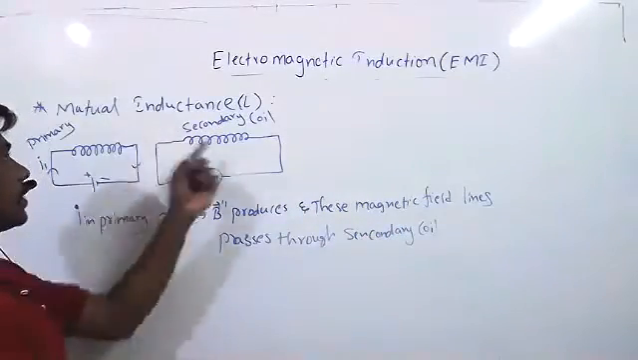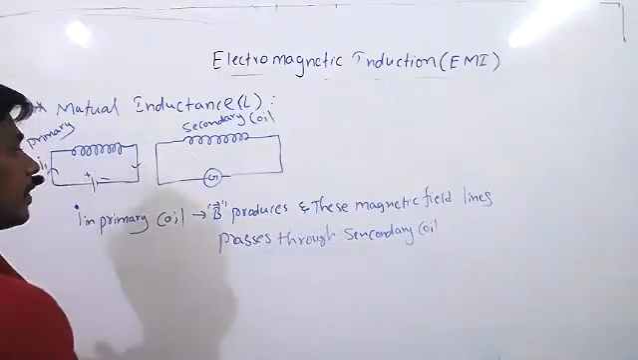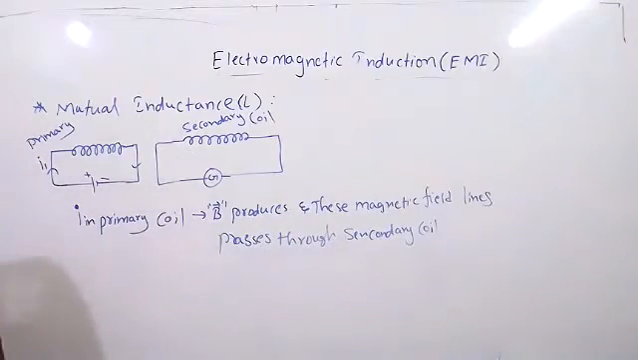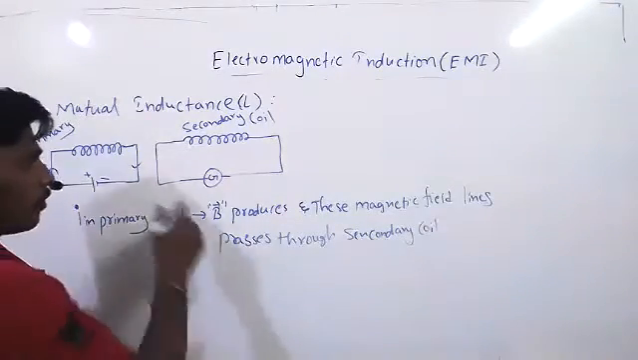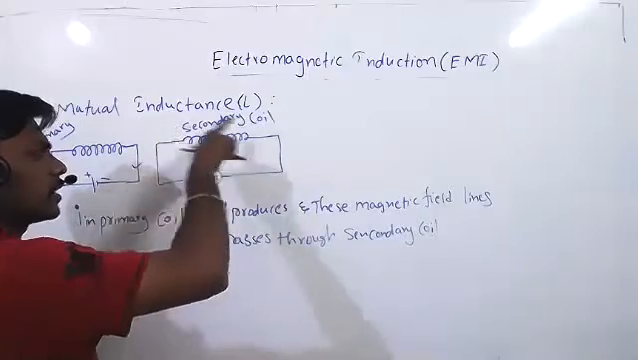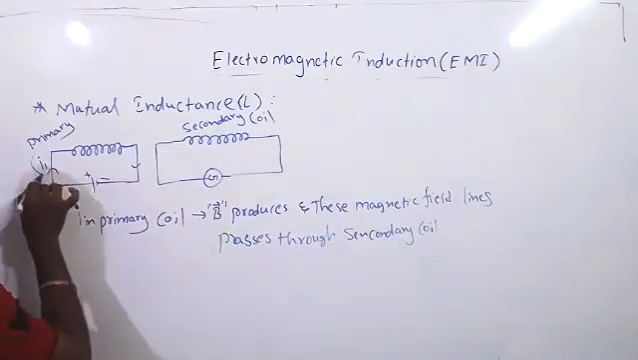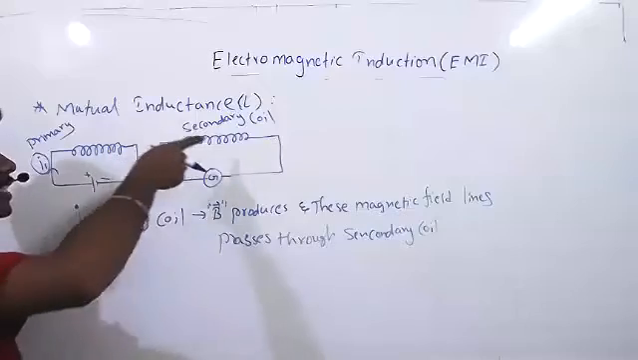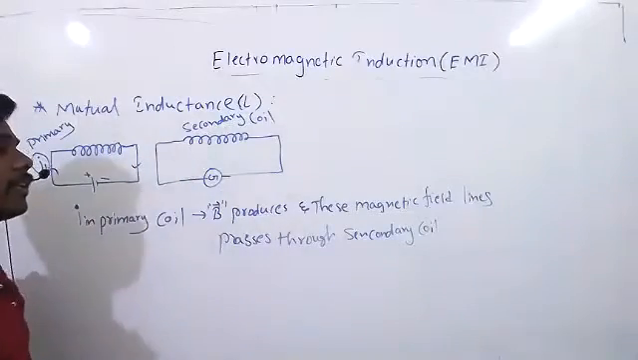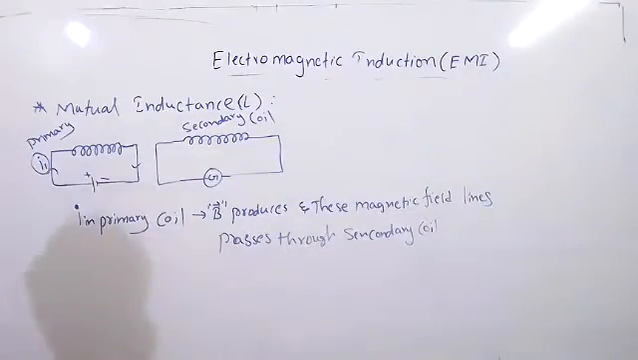This magnetic field line passes through the secondary coil. So now, magnetic lines of force are passing through the secondary coil. Now, the change in current in the primary coil means there is a change in flux in the secondary coil. So that is called mutual inductance.